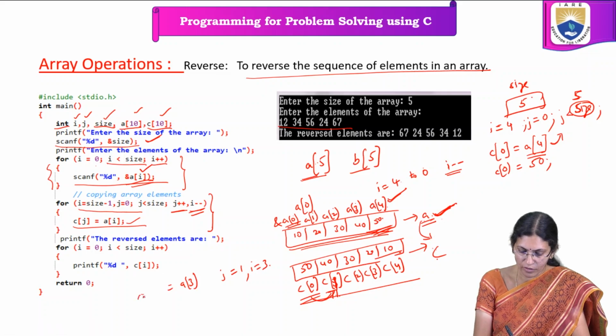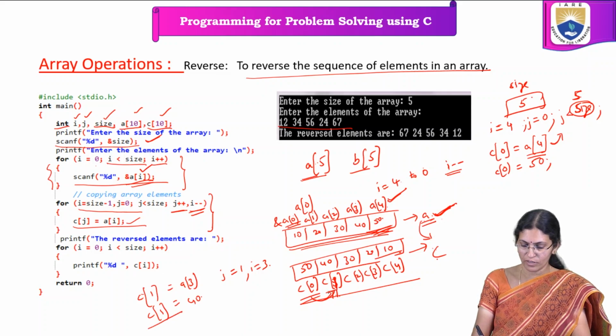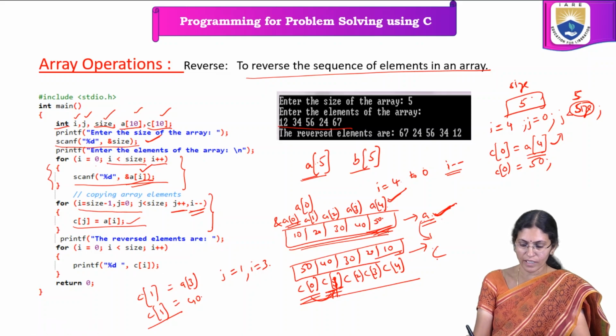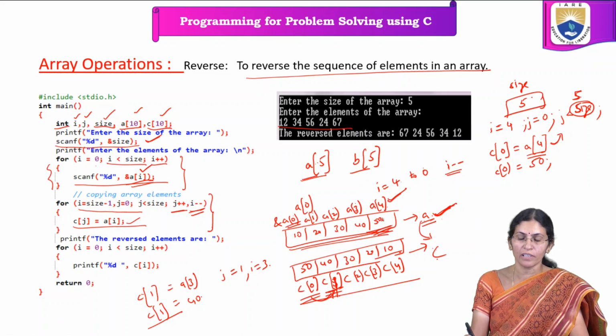So here C of 1. C of 1 will be equal to A of 3, which is 40. So this 40 will be assigned to C of 1. In this way the loop will run, and all the elements of this array will be copied to the elements of this array.